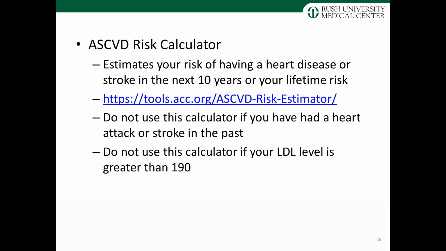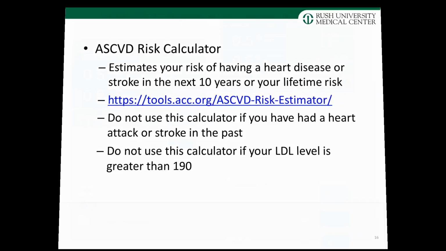So here's a risk calculator that I'd like to bring to your attention. It estimates your risk of having heart disease, heart attack, or stroke in the next 10 years, or your lifetime risk. This is the link. It'll be available if you want to look that up on your own. But you don't use this calculator if you've had a heart attack or stroke in the past, and you don't use this calculator if your bad cholesterol or your LDL is over 190.